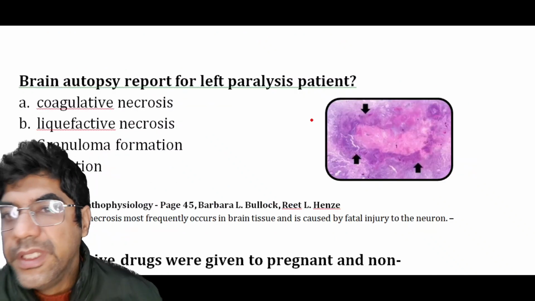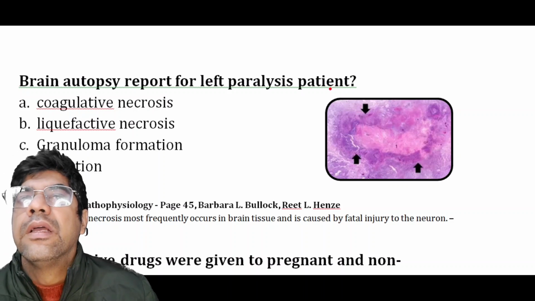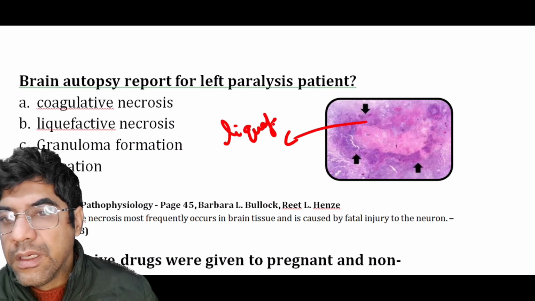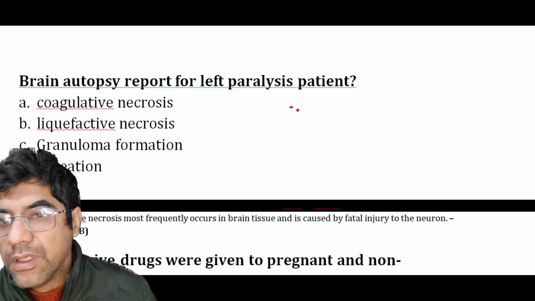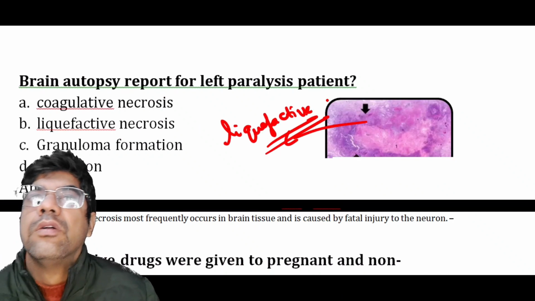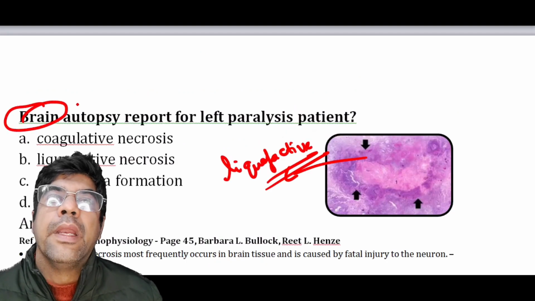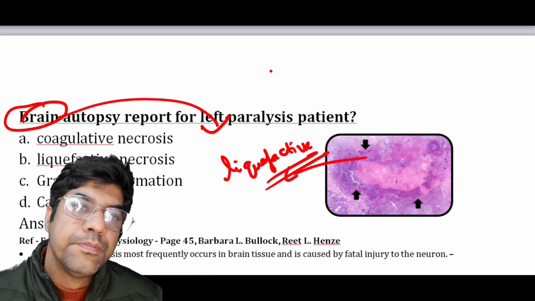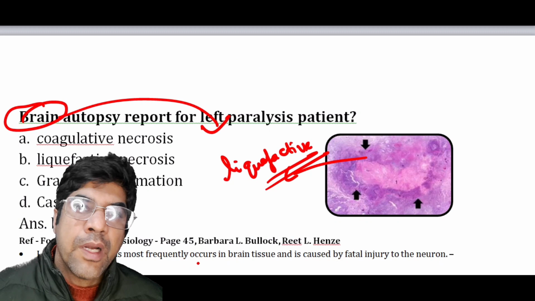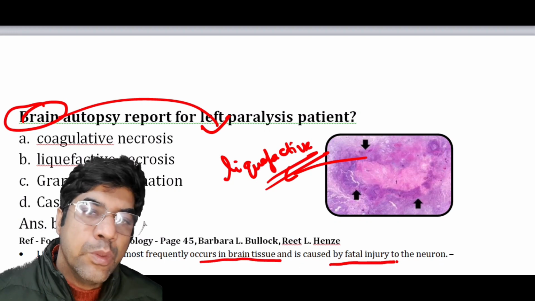The brain autopsy report for the left paralysis patient will indicate liquefactive necrosis. So remember, it is more common in the brain. So liquefactive necrosis occurs more frequently in the brain tissues and it is caused by fatal injury to the neurons.